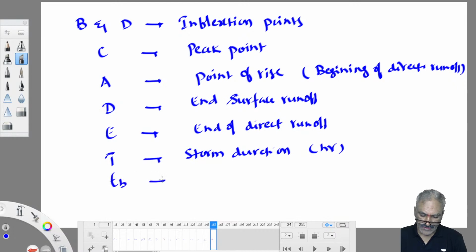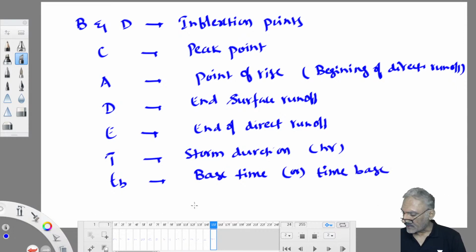And TB is known as base time, or time base. How long direct runoff is contributed to the river from a catchment. How long the catchment drains direct runoff into the river. That's called base time. First drop of direct runoff to last drop of direct runoff. First drop of direct runoff joins at point A, last drop of direct runoff ends at point E. So the starting of direct runoff and the end of direct runoff. Okay, that is TB.